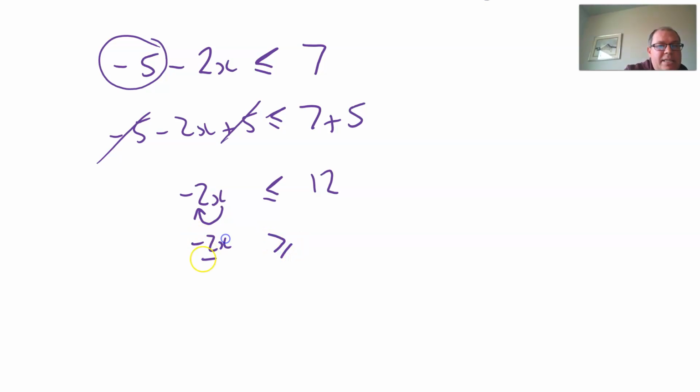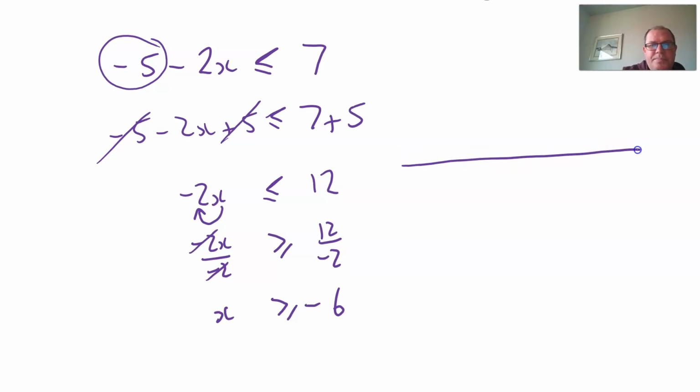So I'm dividing this side by negative 2, and I divide this side by negative 2, and I remember to switch the sign. Minus 2 divided by minus 2 on this tricky trout becomes an x, and 12 divided by negative 2 is a minus 6. So I've got x is bigger than or equal to minus 6. Let's show that on a number line.